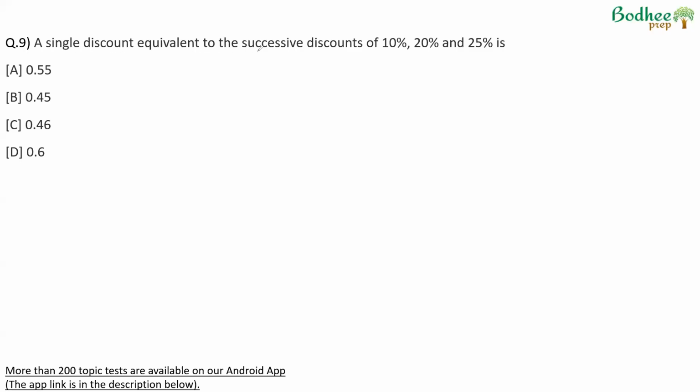A single discount equivalent to successive discounts of 10, 20, and 25. Start with 100. Changing the order of a percentage decrease does not change the answer. So let us decrease this by 25%, 20% first. 20% of 100 is 20, so this becomes 80. Let us decrease this by 25%.